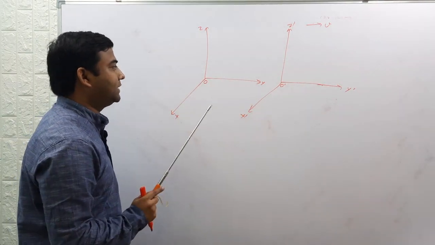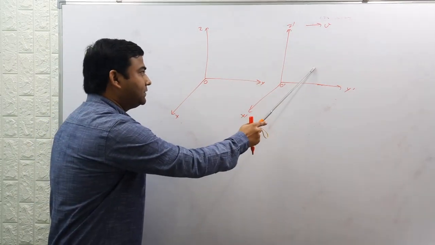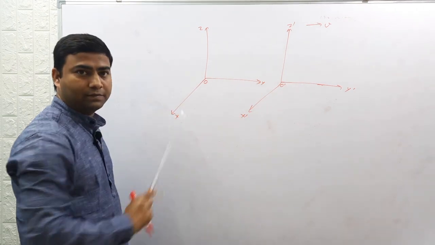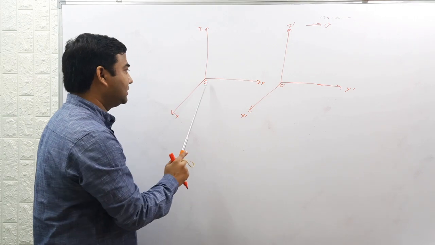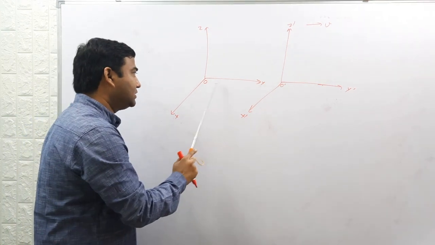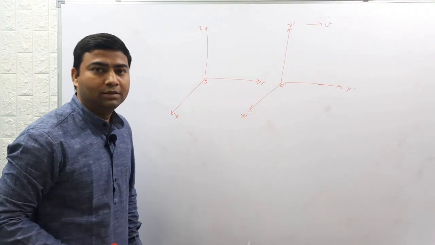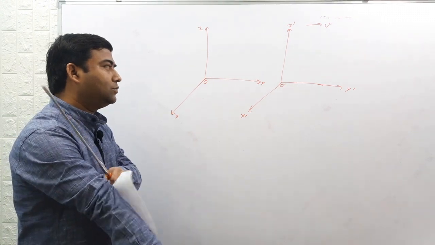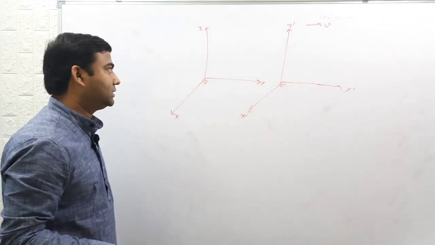So there are two reference frames. One is this and second is this. This reference frame is moving with velocity v relative to this reference frame. Origin of this reference frame is O dash and it has origin at O. So O dash is moving with respect to O with velocity v. So we will analyze the motion of a particle from two reference frames by Galilean transformation.